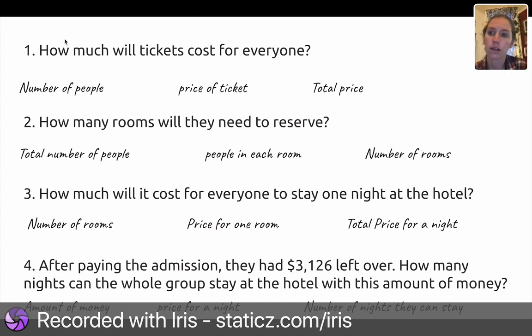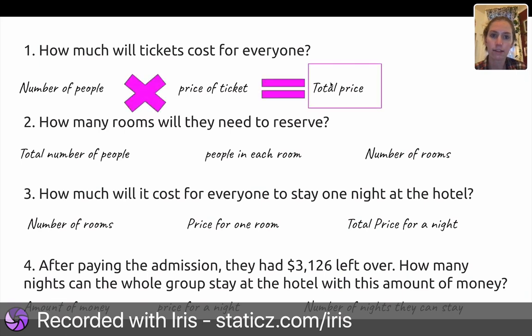So we saw problem number 1, how much will tickets cost for everyone? And we had to take the number of people and the price of the ticket to find out the total price. So because we are multiplying a group by, in this case, the price of the item in the group to find a total, that's multiplication. Number 2, how many rooms will they need to reserve? We start with a total and we divide it up by how many people are in each room. So that's division.